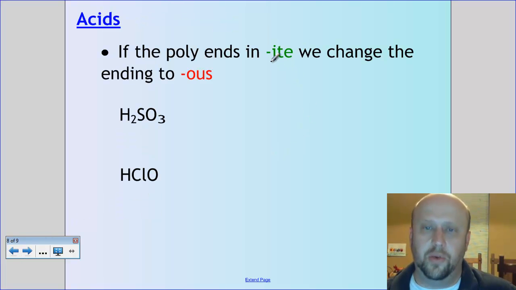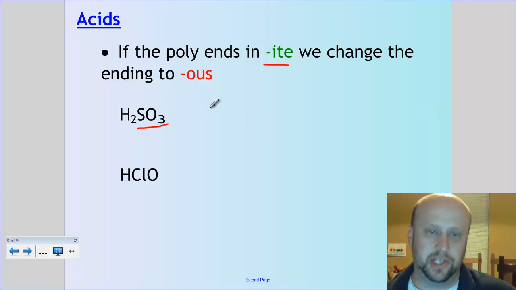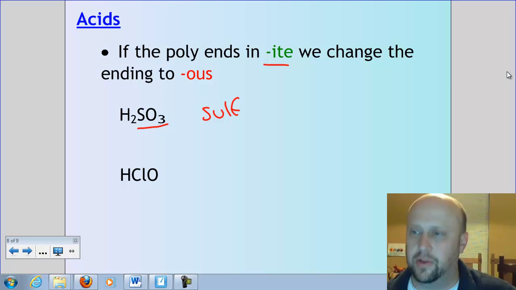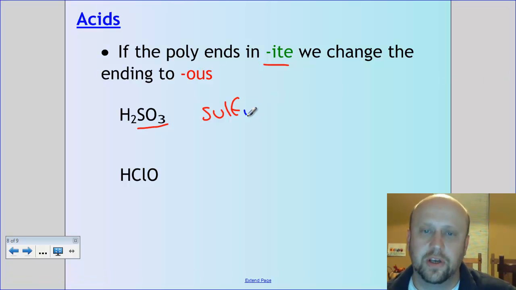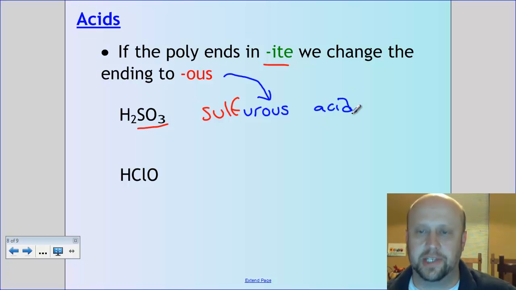The other way that polyatomics can end is in ITE. For instance, SO3 is sulfite. If that's the case, we change the ending to OUS. Again, since this is sulfur and it looks weird if we just make it sulfus, we add in the UR again, and then add our OUS. This becomes sulfurous acid, not the same thing as sulfuric acid. It's a different sort of acid, a weaker acid, that works in different ways.